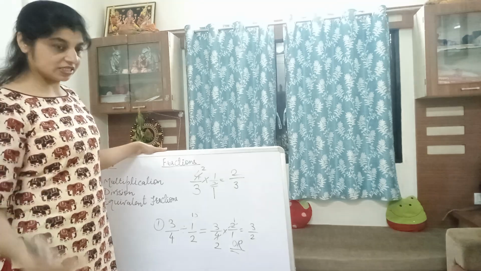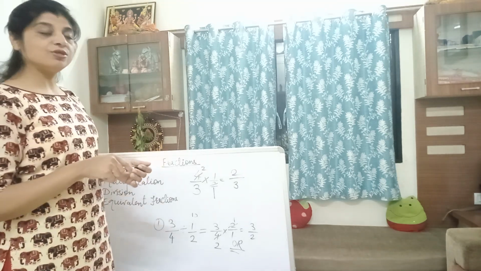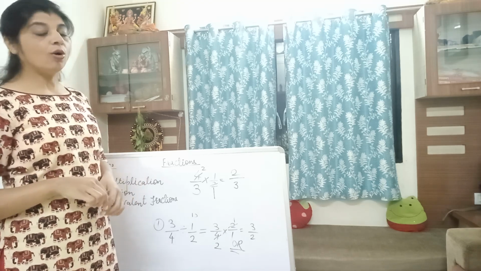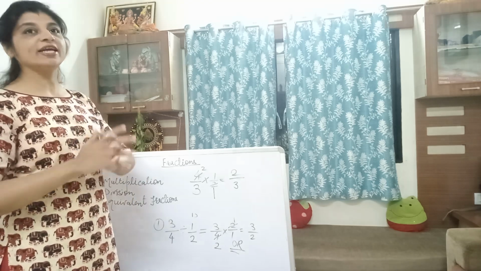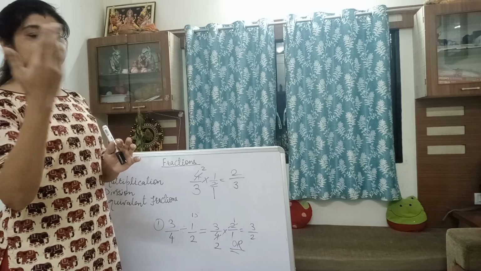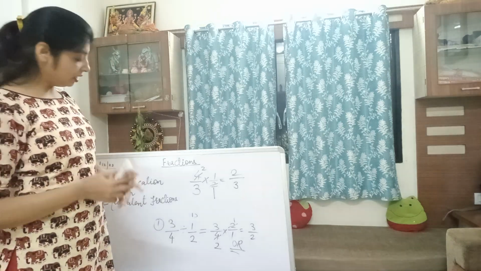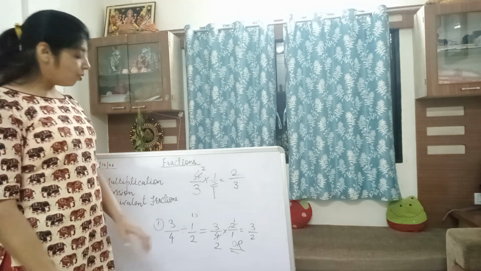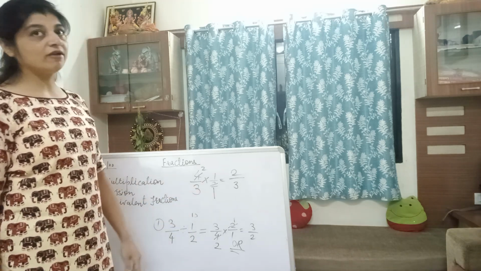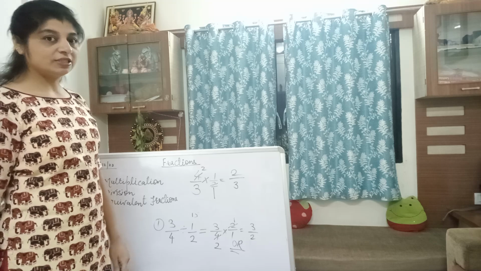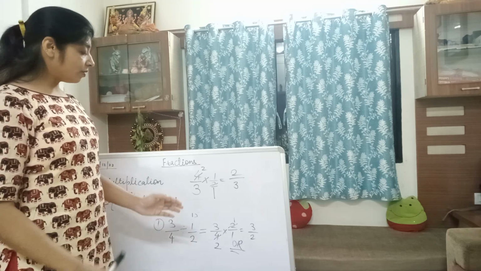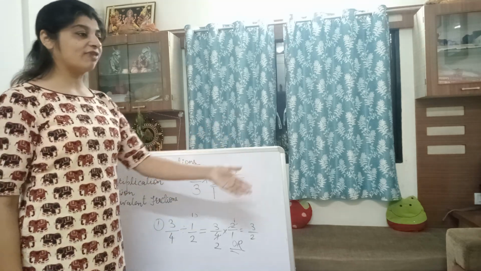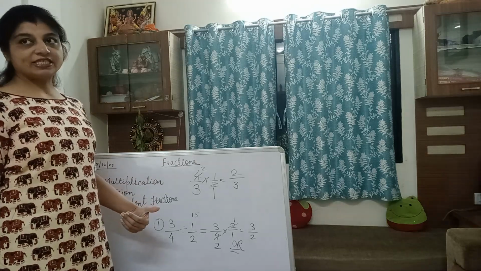Means the process to solve the division of fractions is always: keep the first fraction as it is, convert the division into multiplication and take the reciprocal of the second fraction. Division is always to be solved by converting it into multiplication. So the reciprocal is to be taken of the next fraction, not of the first one.